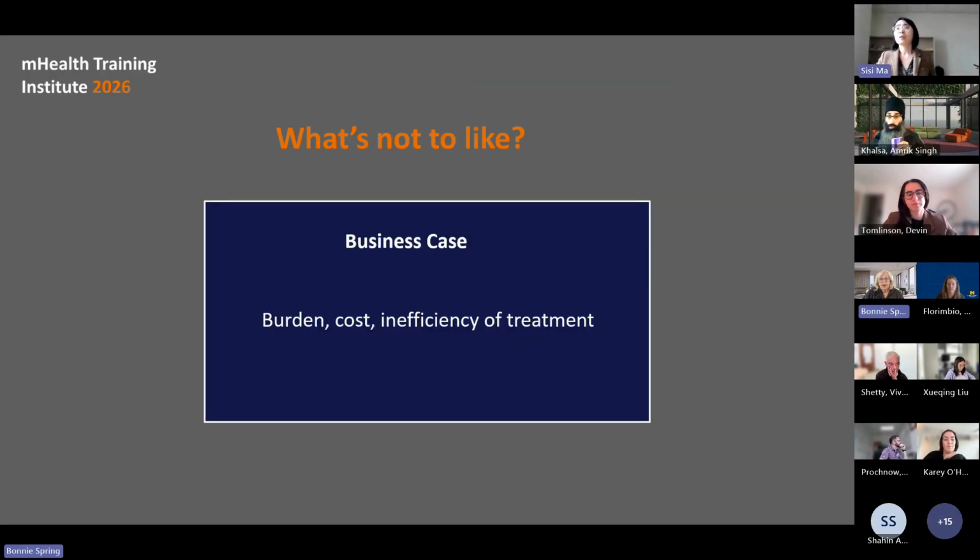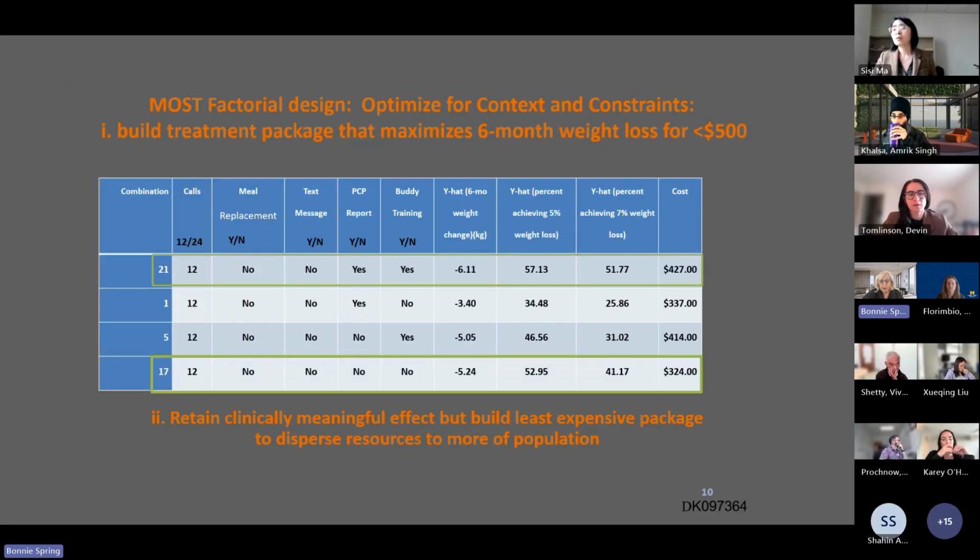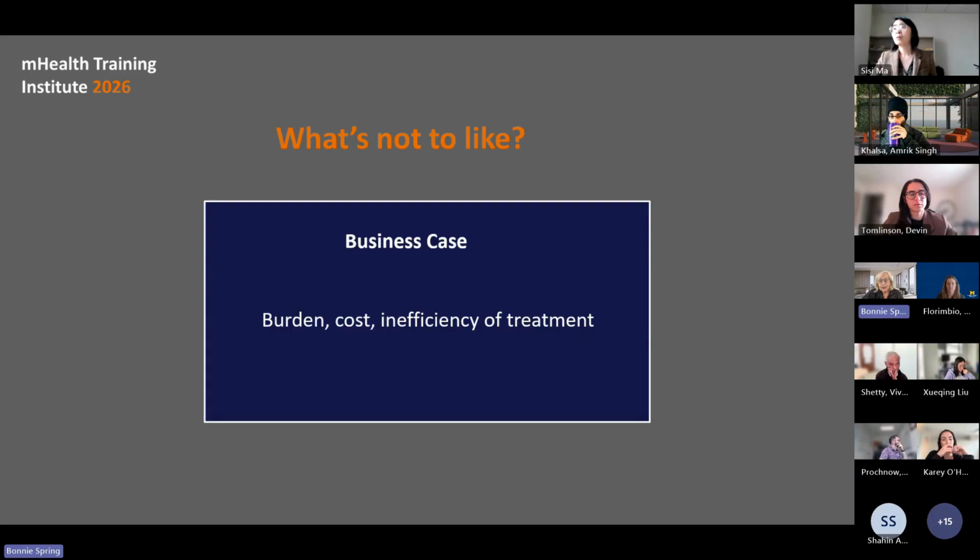So this brings up the point that the first thing that we had to learn to grapple with if we wanted our treatments to be used is we had to be able to make a business case for why somebody would find this worthwhile. Why would they want to pay for that? It's burdensome, it's costly, it's not very efficient. The clinicians have to keep doing these treatments, the patients keep having to show up. So what can we do about that?